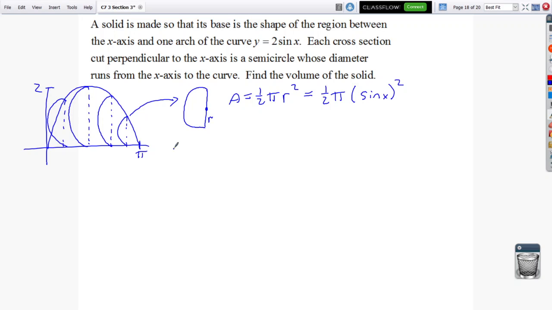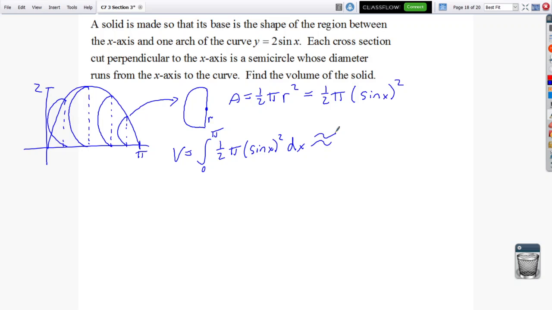Now we know that our volume is going to be the integral of our area times dx. Again, our slices are running vertically, so the width or depth of each of our slices is going to be that delta x, which translates into the dx. Now we just need to find our limits, and we're talking about one arch, so it's going from 0 to pi.